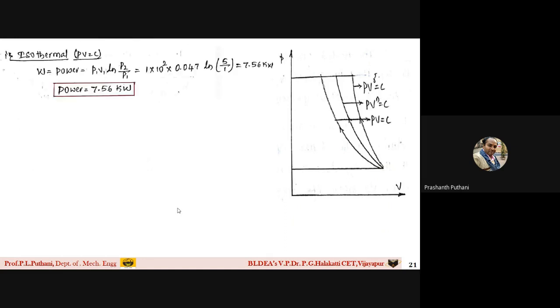Then for isothermal process, you know your work expression which you have studied in our BTD subject: P1 V1 ln of V2 by V1. But instead of that, we are having P2 and P1. What I will do is, I will reverse this equation as P1 V1 ln of P2 by P1. So all terms are there. I will substitute and I'll get the value directly of power itself, kilowatt.